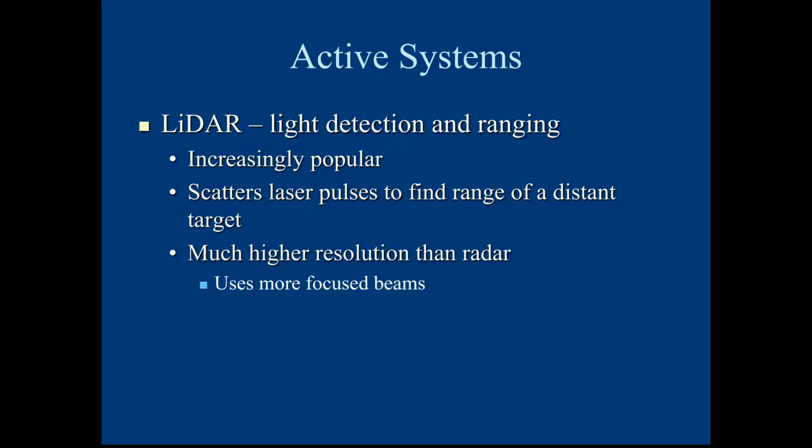Another active remote sensing system is LiDAR. LiDAR stands for light detection and ranging, and has become a very, very popular active remote sensing system. LiDAR works by scattering laser pulses to find the range of a distant target. Because lasers produce higher frequency and lower wavelengths, they are much smaller than radio waves, and can provide a much higher resolution image.